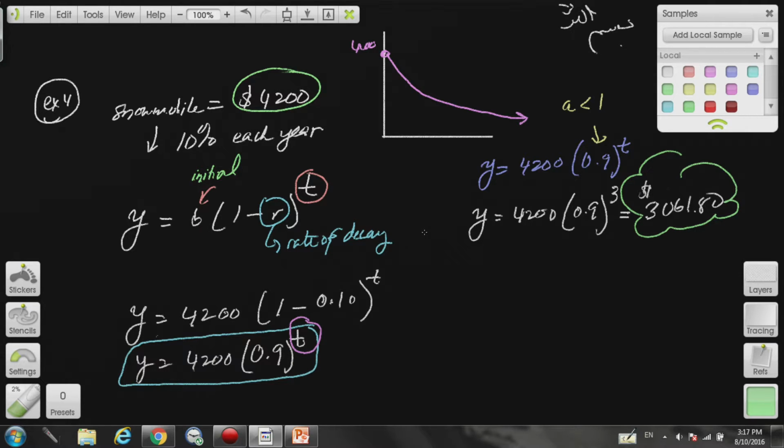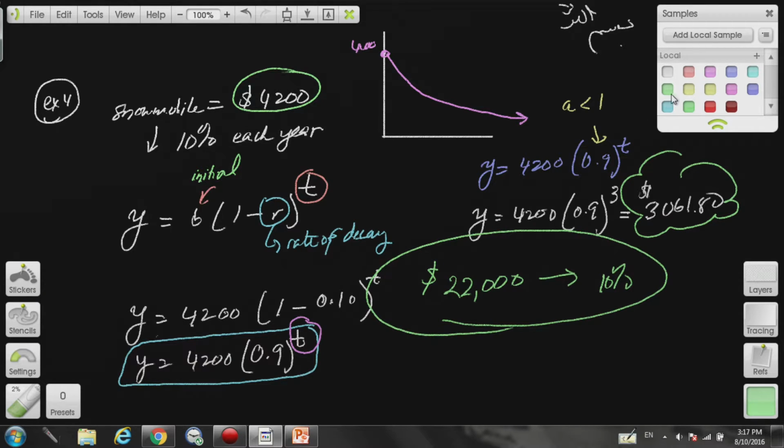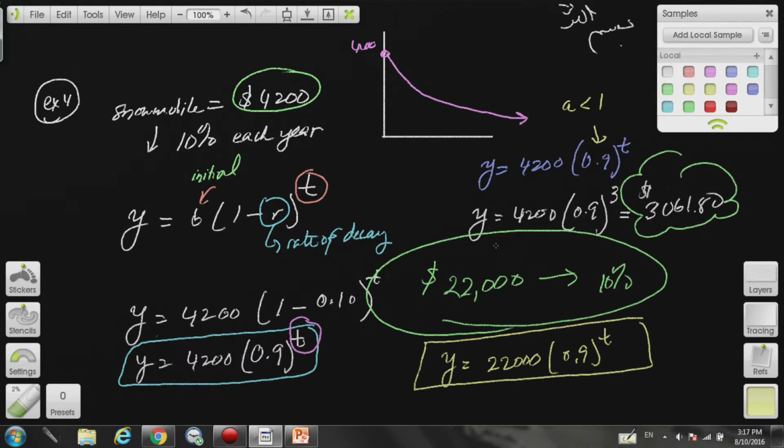Okay. So this is an example of exponential decay, and this is also in cars. If somebody buys a car for $22,000, let's say, the value of the car depreciates by a certain percentage every year. I don't know how much percent it is. If it's like the snowmobile, it's going to be 10%, and you can figure out how much the car would be worth based on this formula. It would be 22,000 times 0.9 to the t in years. Okay. That's another example.